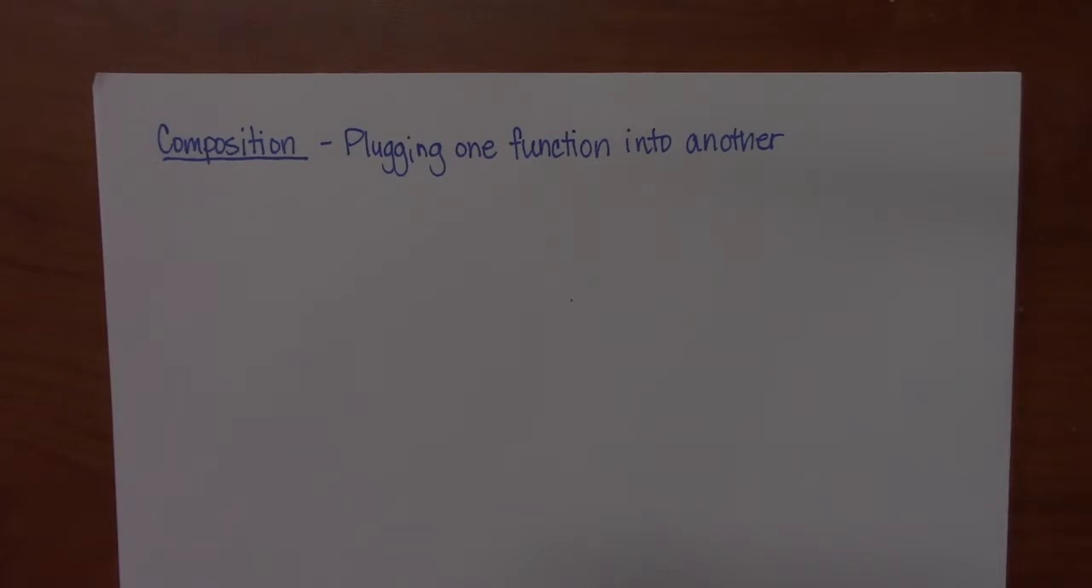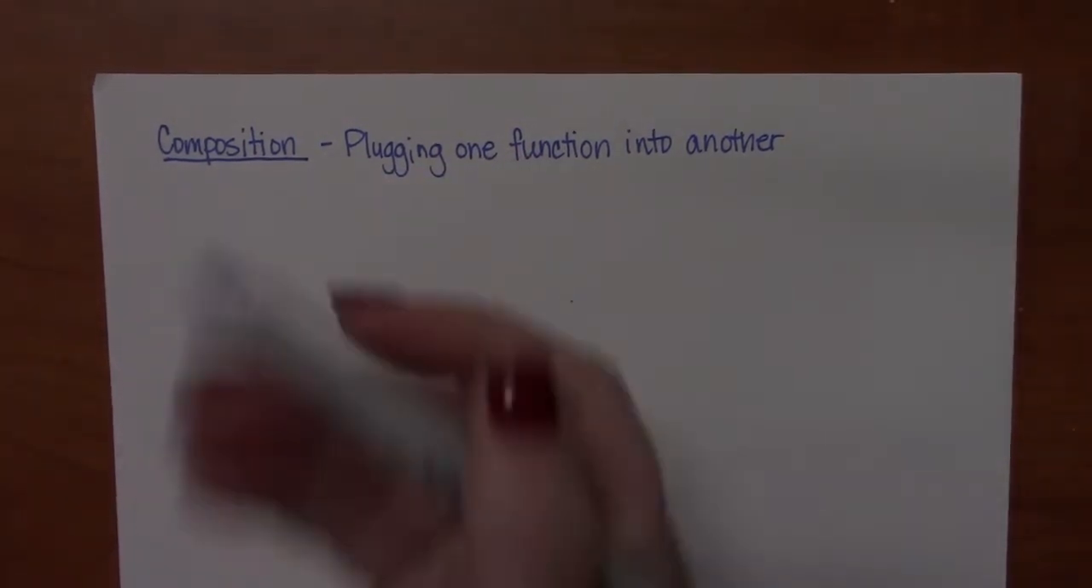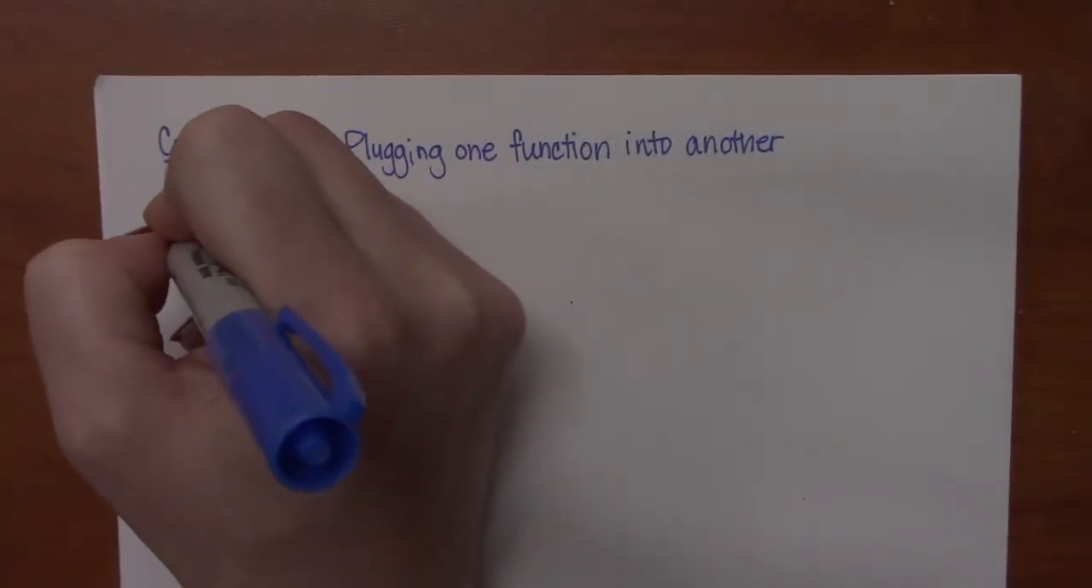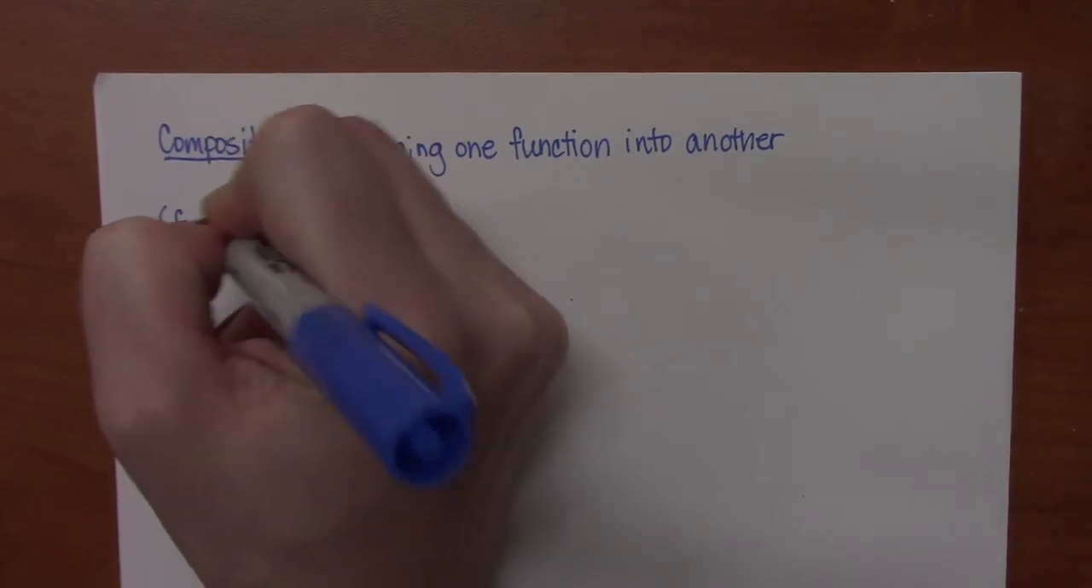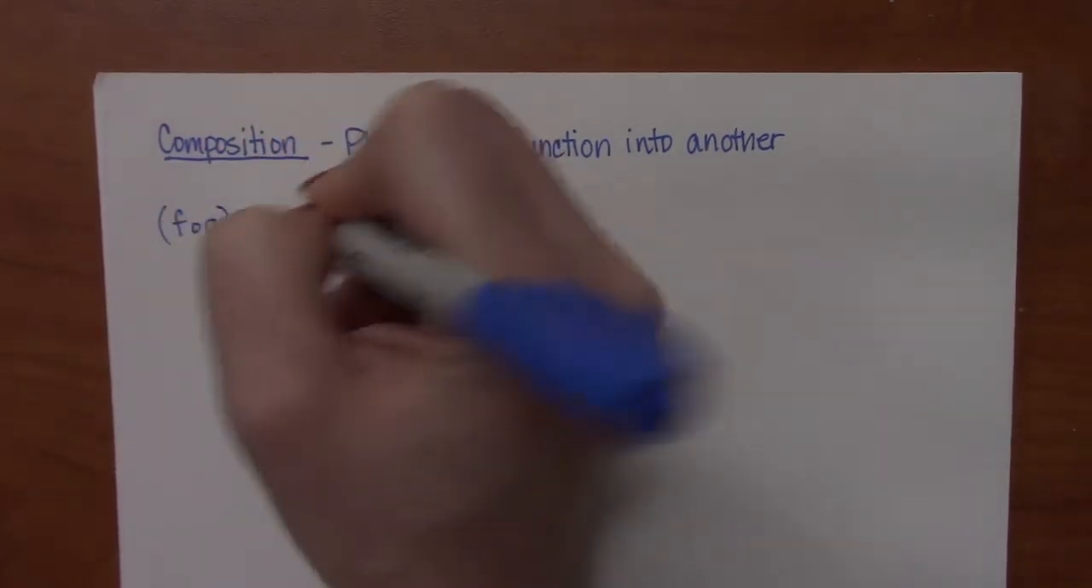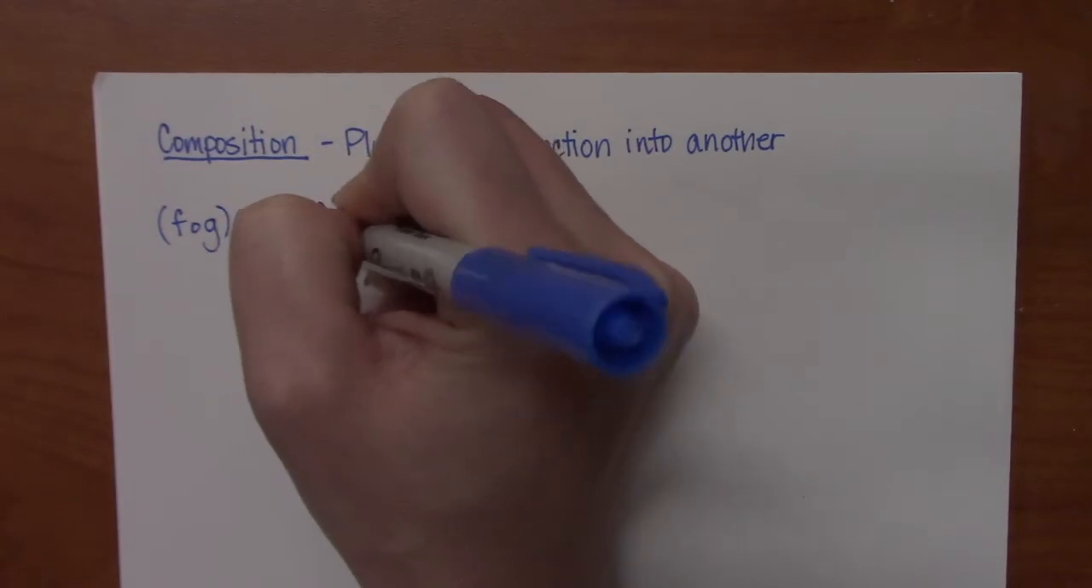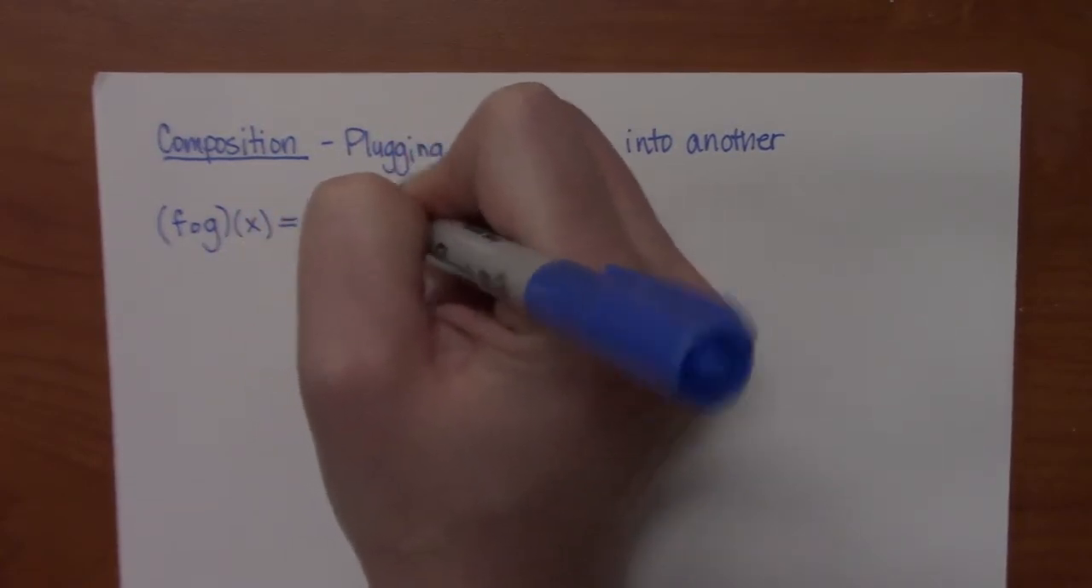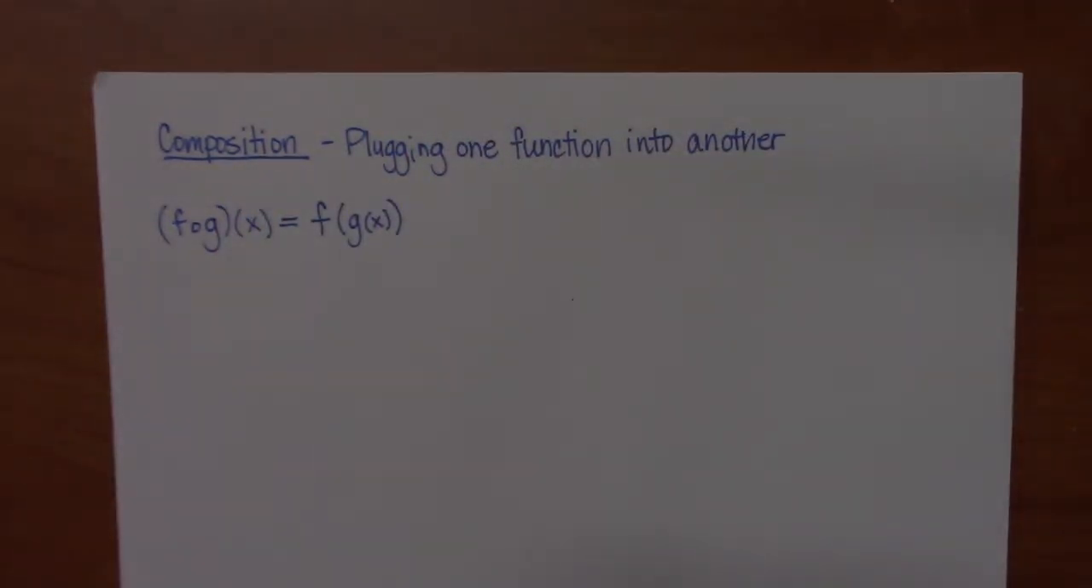So let's look at the notation first. If you see f in this little circle of g of x, that is the same thing as f of g of x. So you read them in order from left to right.